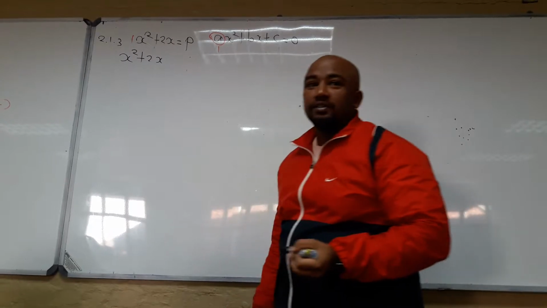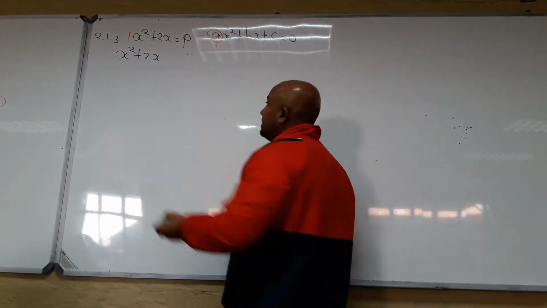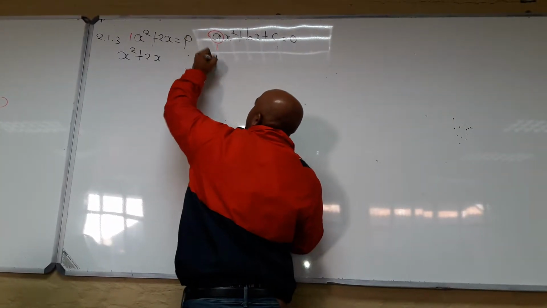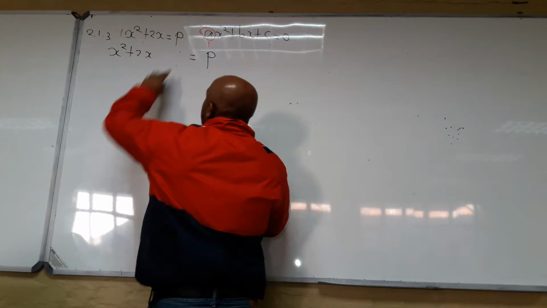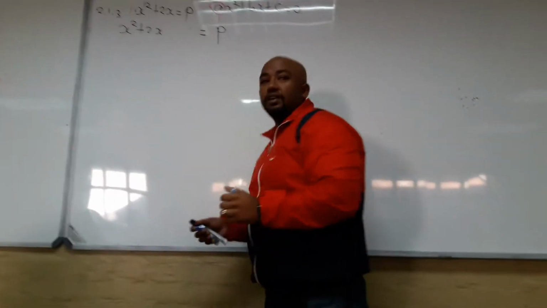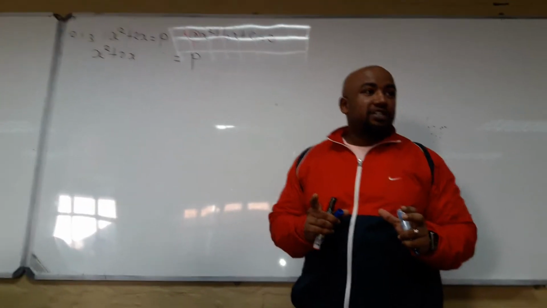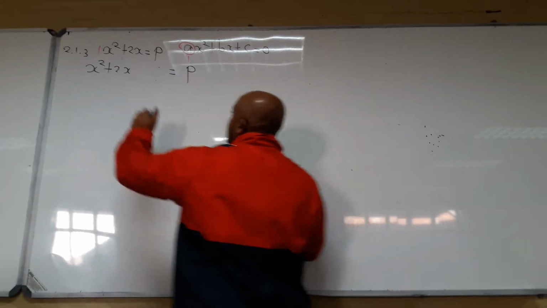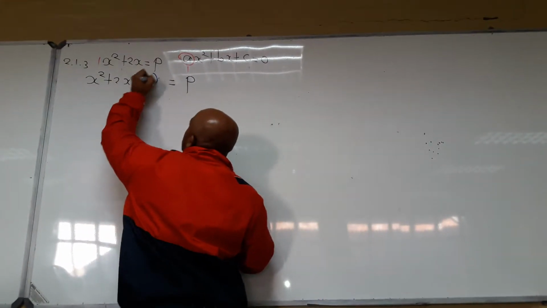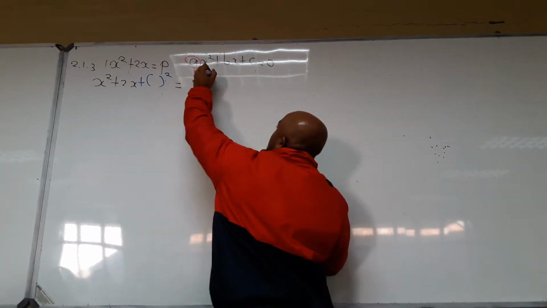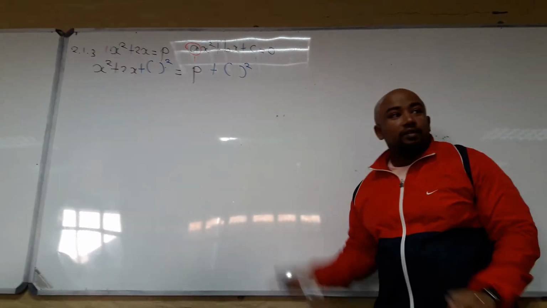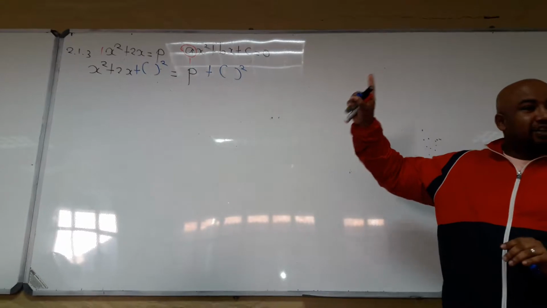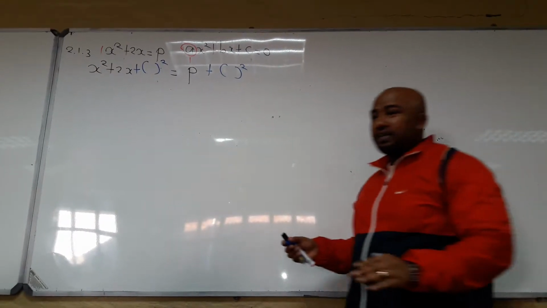Then what do we do after this? We've got our equals p on the right hand side there, our constant. What we're going to do is add half the coefficient of x, on both sides. So we're adding half the coefficient of x, all squared.